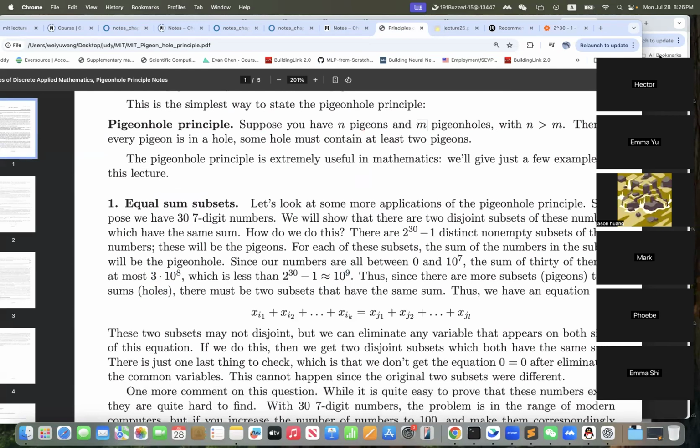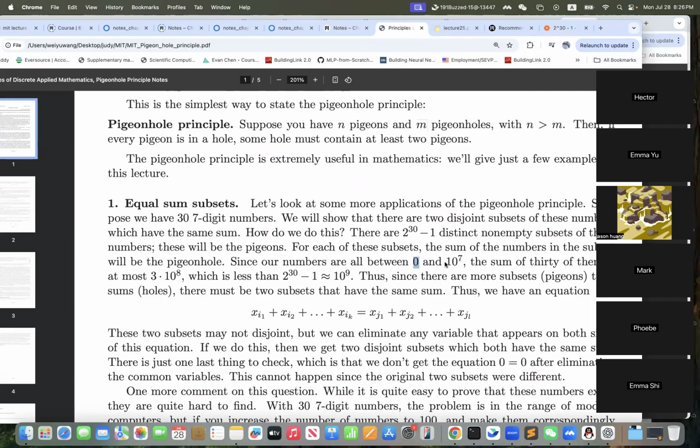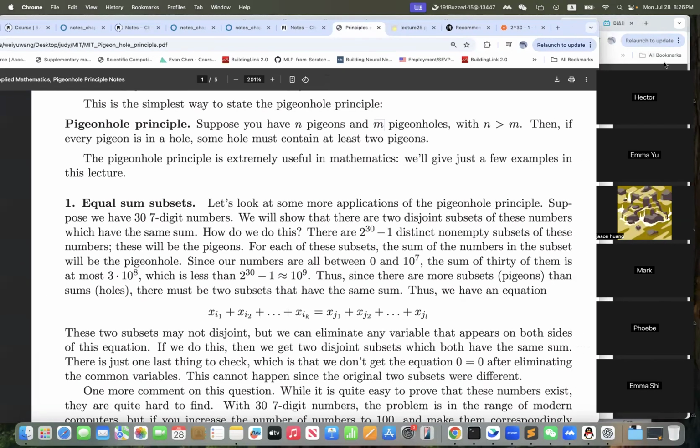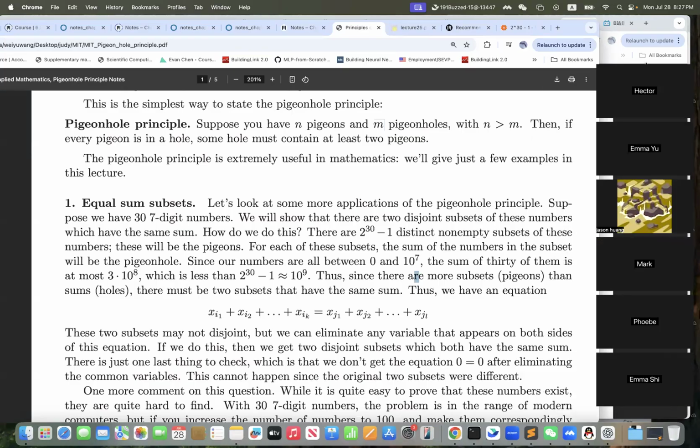So then another question. Since these are 7-digit numbers, each 7-digit number must be between 0 and 10 to the 7. And why is this? Hector, do you know why? Each 7-digit number is between this. Because the smallest can be 7 0s, and the largest, we have 7 9s, then it's approximately equal to 10 to the power of 7. Yeah, exactly.